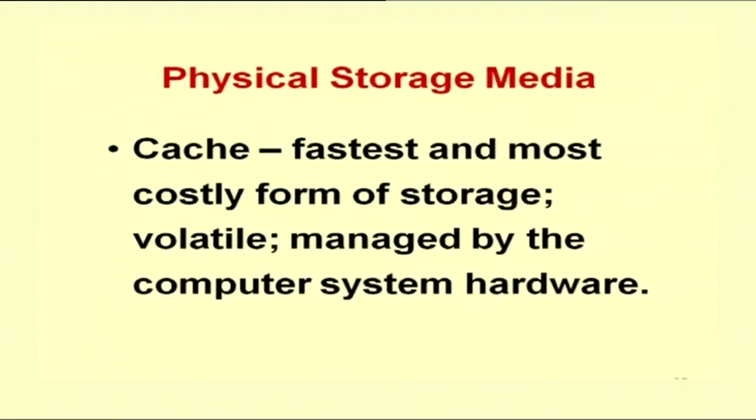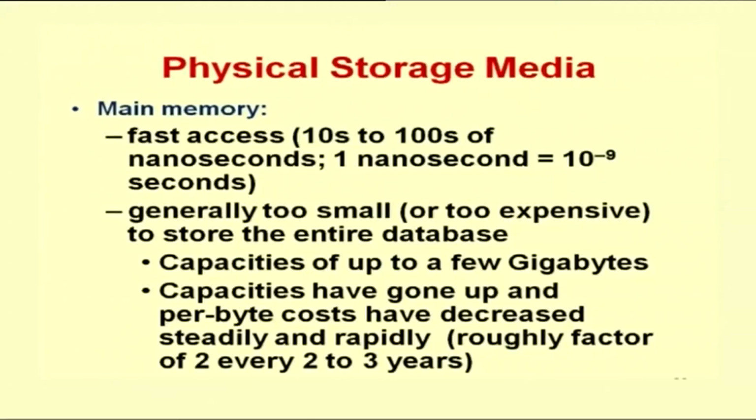Now, one of the physical storage media is cache, which is the fastest and most costly form of storage, and it is volatile and managed by the computer system hardware. It is the fastest and volatile, but it is costly because speed is the main criterion here. Then we have the main memory. So, after cache you have the main memory, and you have fast access.